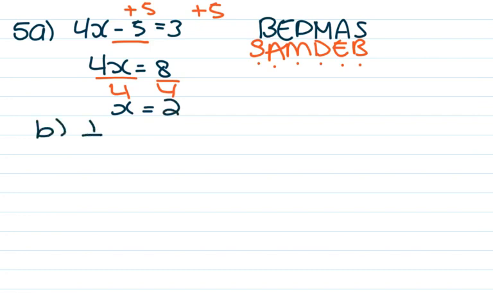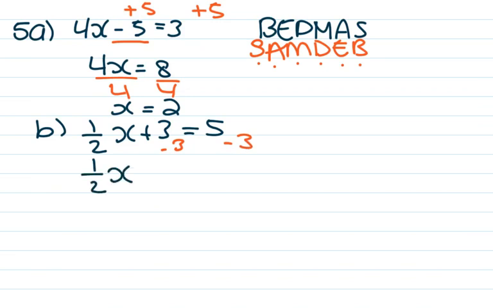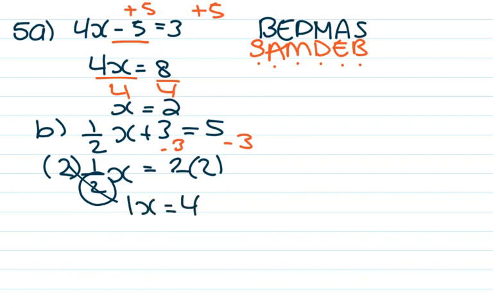B is 1/2 x plus 3 equals 5. So first I'm going to take away 3 from both sides. So I'm left with 1/2 x equals 5 minus 3, which is 2. Then I need to get rid of this 2 here. The opposite of dividing by 2 is to multiply by 2. So now I'm left with 1x equals 4, which is the same as x equals 4.